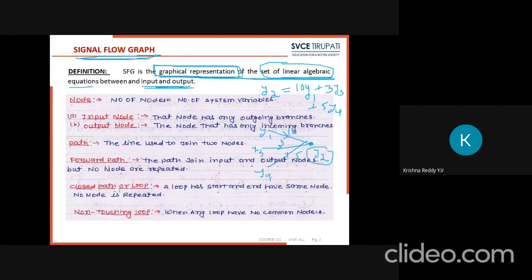We are having some definitions. What is the node? Number of nodes is equal to number of system variables. We are having the L1 inductor, L2 inductor, C1 capacitor and C2 capacitor. Depending upon number of variables, voltage V1, I1, V2, I2, like this. Based upon the number of variables, we are having number of nodes.